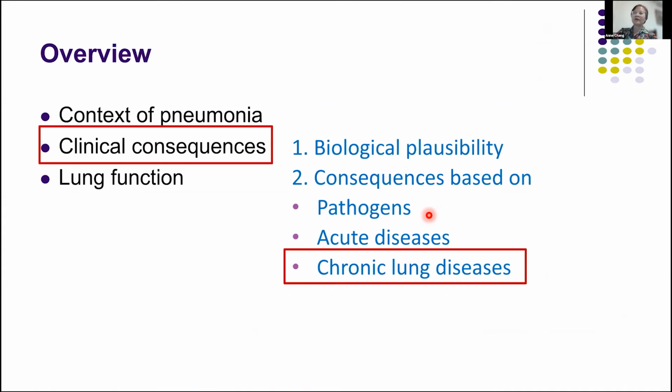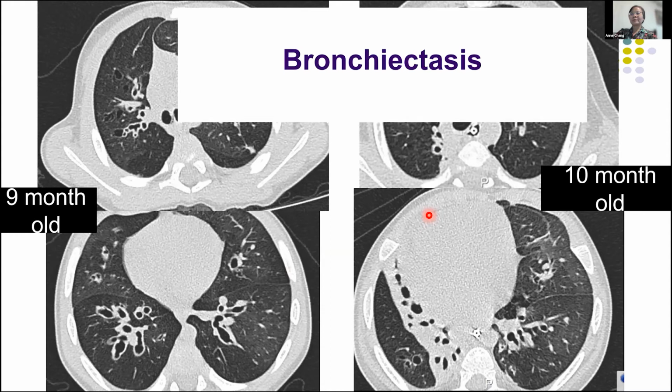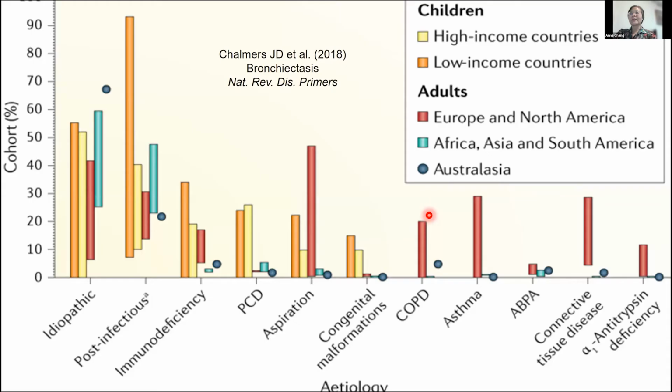If you turn the coin the other way around and look at chronic lung diseases, what is the antecedent to these, as to how common is pneumonia found in these conditions? So bronchiectasis, as I mentioned, these are CT scans of a study that we do, and these are kids from New Zealand. It's pretty bad bronchiectasis.